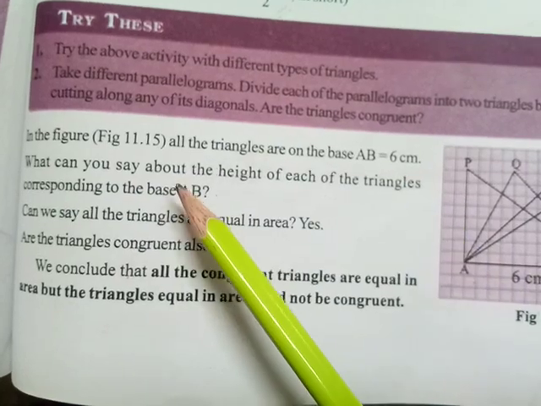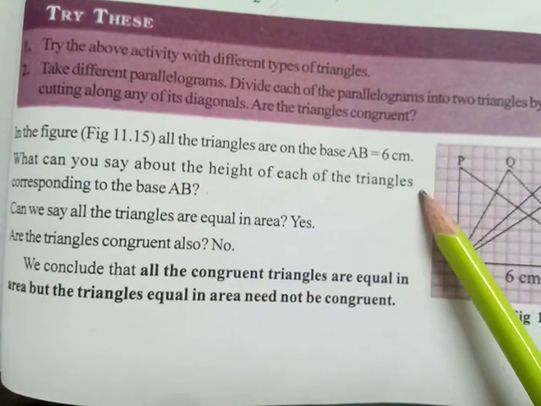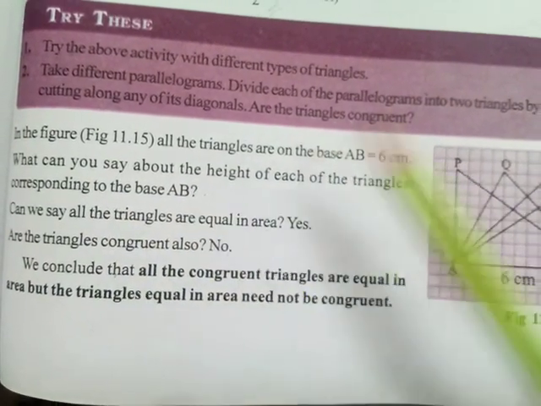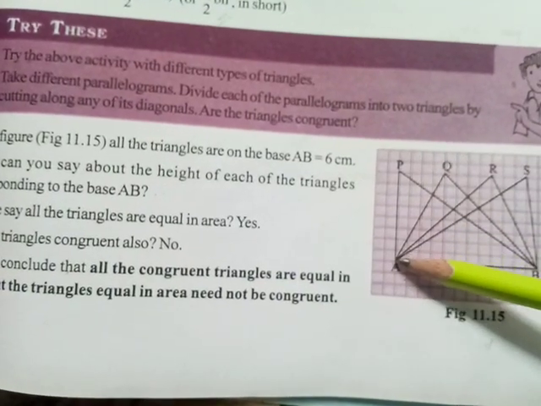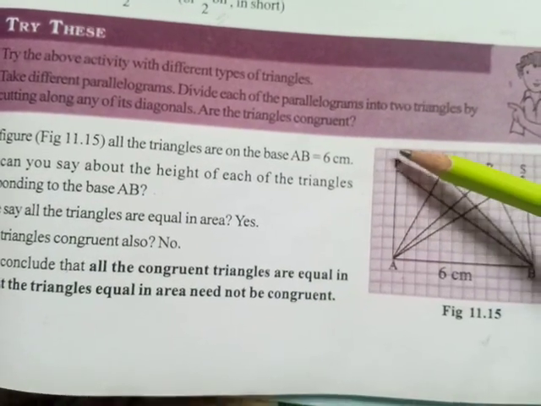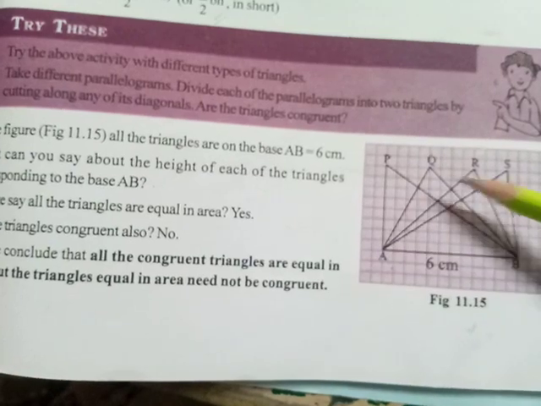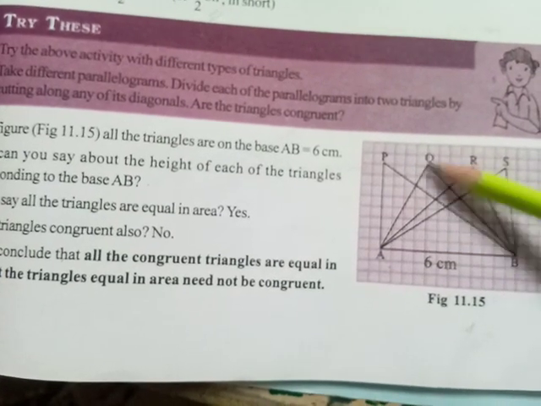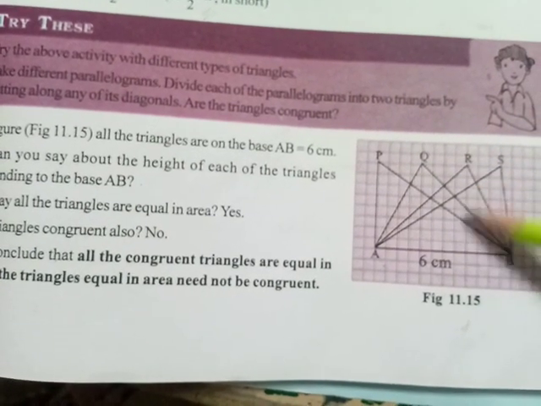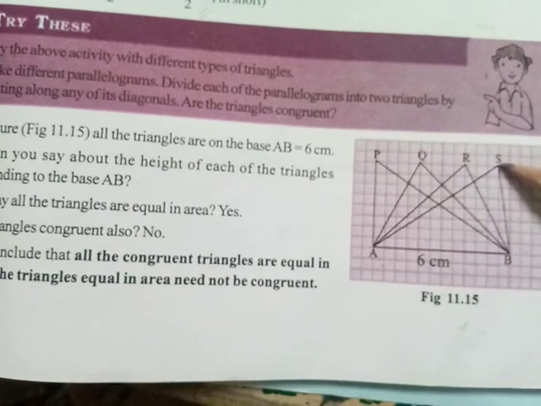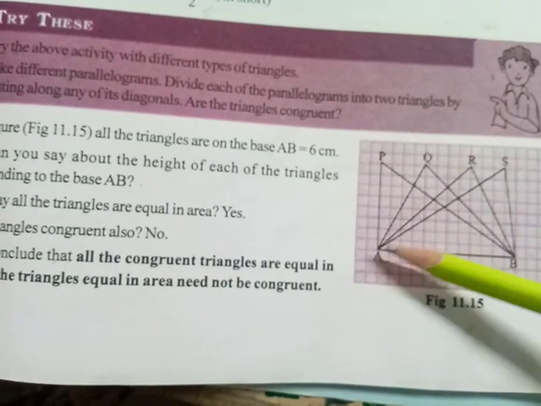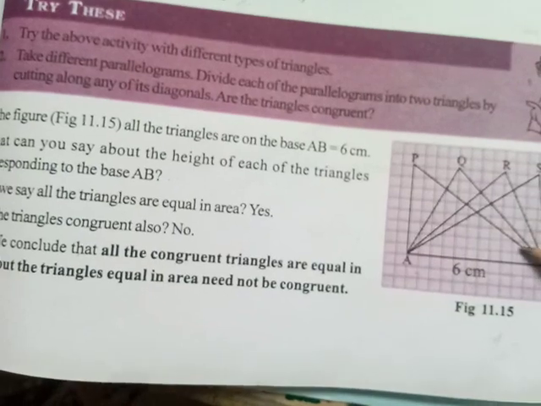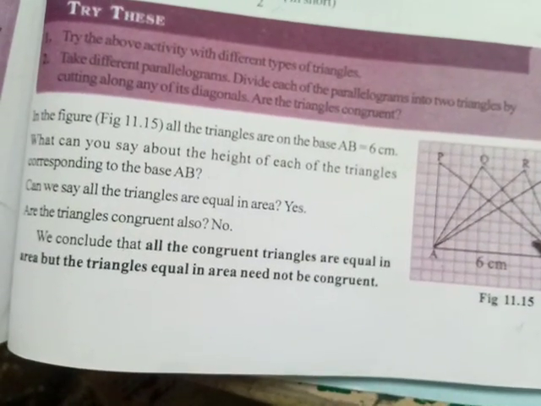So what can you say about the height of each of the triangles corresponding to the base AB? So height is all same. AP, this is the height of triangle PAB. Q, this is the height of QAB. R, this is the height of RAB, and S, height of SAB. Here for each and every triangle, height is equal.